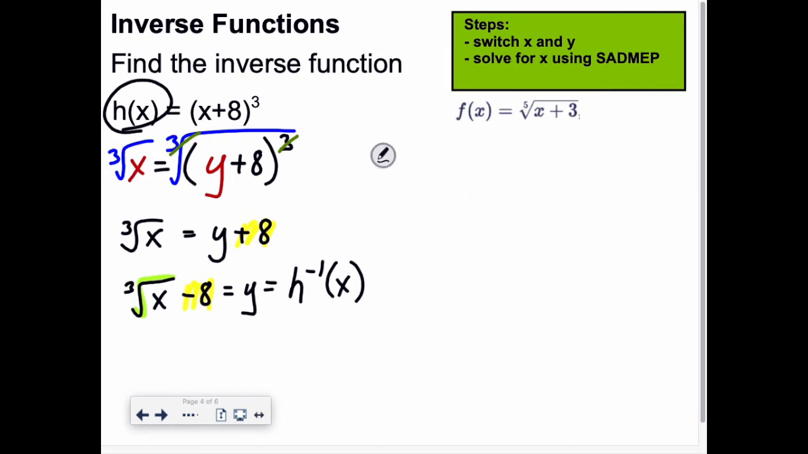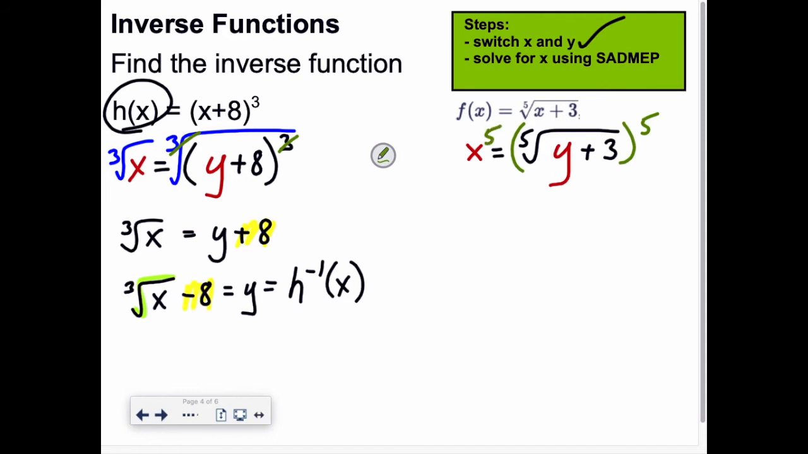This second one has a fifth root to begin with. And we're just going to follow the same steps that we did, even though it looks a lot more confusing, and we're going to get it done. So we got x, we have y, I've just flipped the 2, so that just equals the fifth root. Awesome, so I did my first step. Well, now I need to use SADMAP. I need to undo a fifth root, so that means I'm going to raise it to the fifth power.